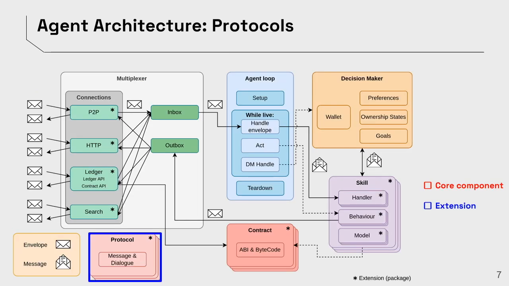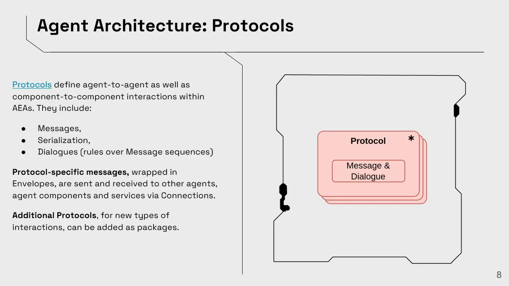So protocols are an extension. That means that it is a component that can be developed according to the particular needs of a given application. A protocol is a component that defines the rules for communication between agents or between components. So they must define what the messages that compose the protocol are, what the serialization of those messages is, and they also need to define the dialogues. The dialogues are essentially the rules over message sequences. For example, I cannot receive a response if I haven't sent a request. So protocol messages are wrapped in envelopes and they are sent to other agents via connections that we will review next.